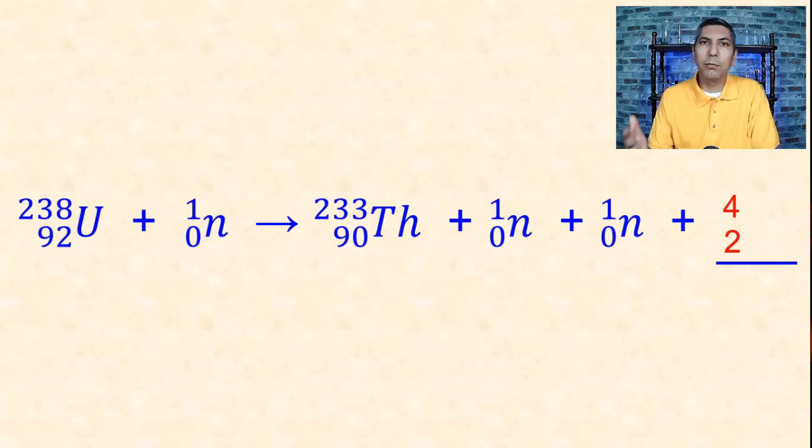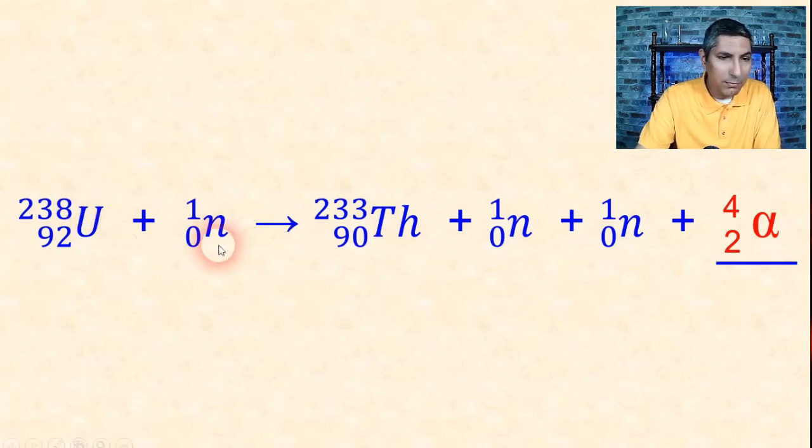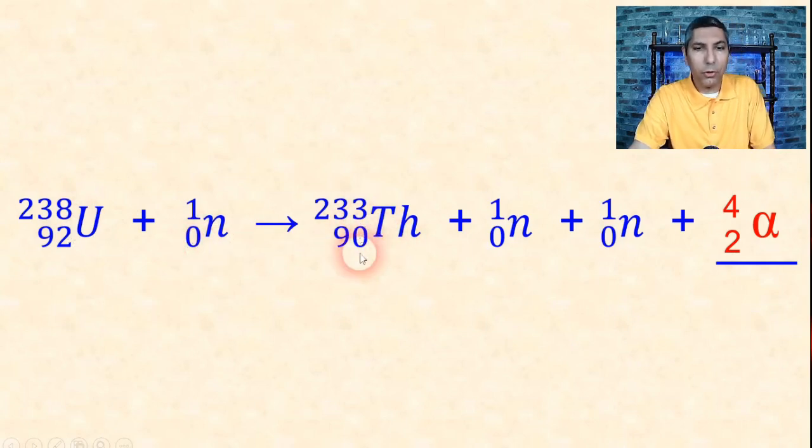Now, what symbol goes along with a 4 over 2? Well, that sure sounds like an alpha particle, doesn't it? So we'll put an alpha right here to show that the missing particle is an alpha particle. So that means that if we bombard this uranium-238 atom with a neutron, we're going to get thorium-233 along with a couple of neutrons and an alpha particle.